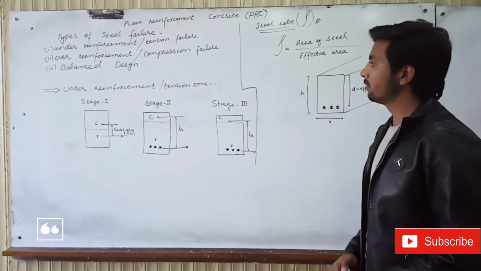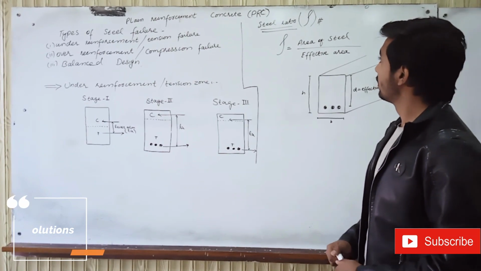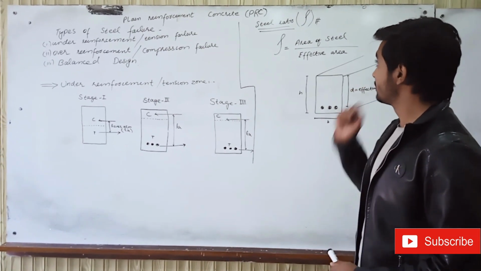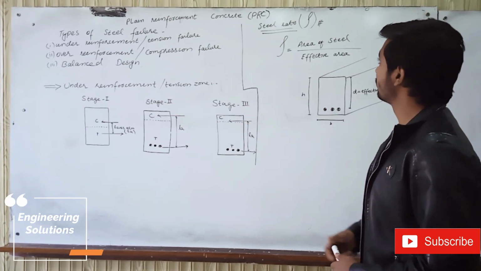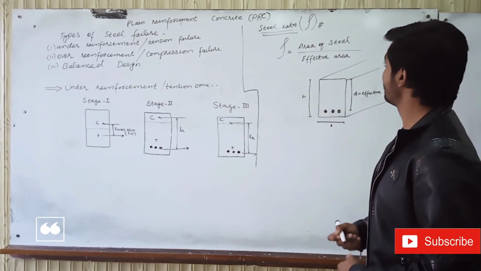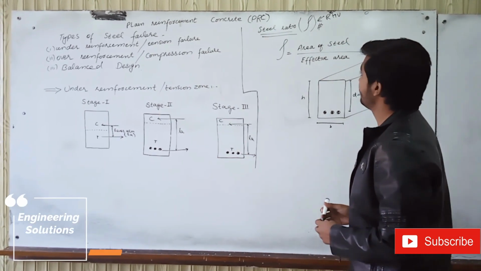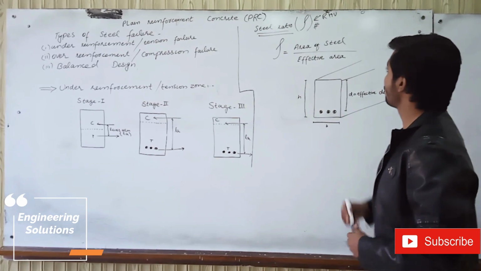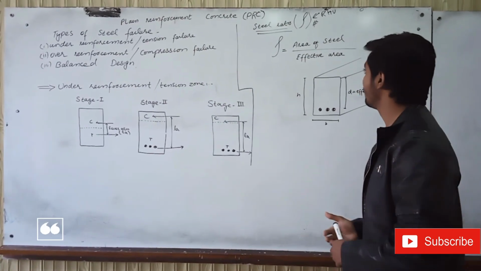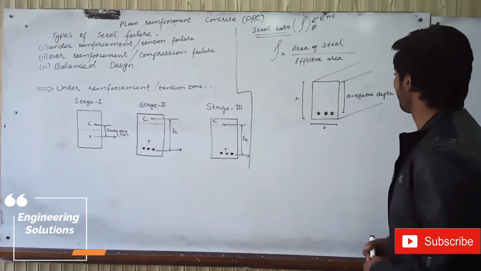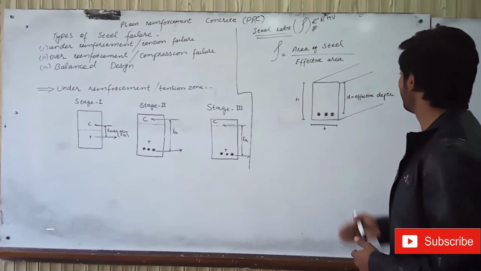Before going to discuss under reinforcement or tension failure, we should be clear about steel ratio and effective depth. So what is the steel ratio? We denote it with the symbol rho. It is a ratio between area of steel to the effective area. It is a unitless quantity. Area of steel is the steel bars that we use in our member.